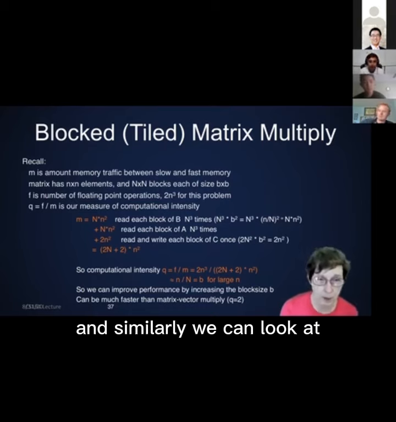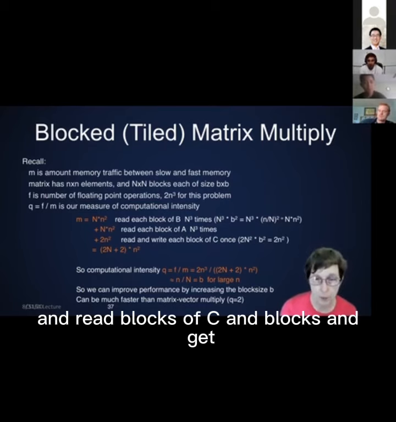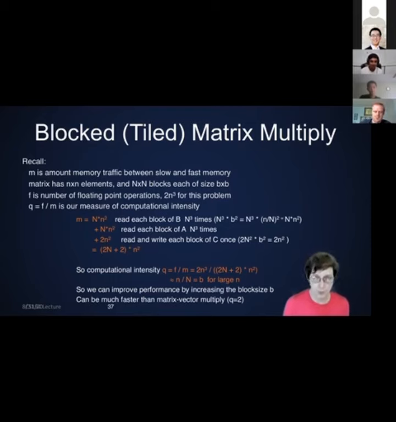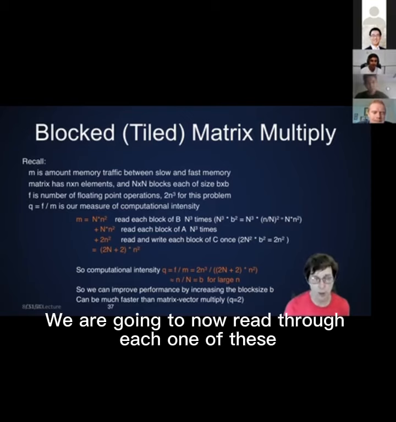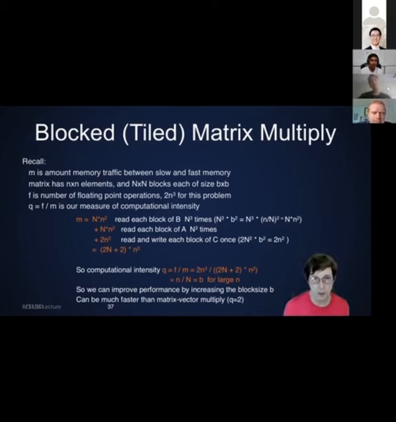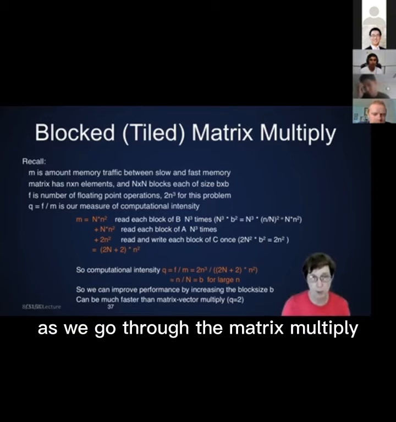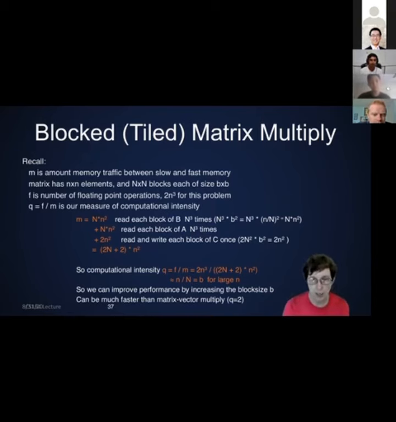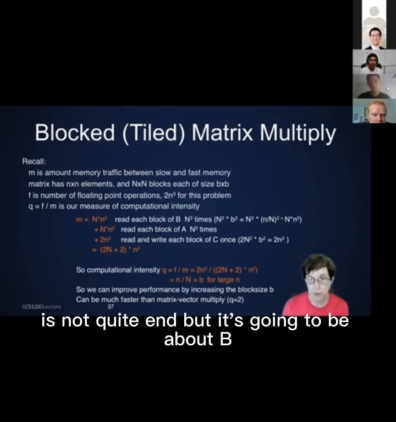Similarly, we can read blocks of A and blocks of C and get a somewhat better formula, at least for A. And C is kind of the same, we're just reading each element once. So we are going to read through each one of these elements of A in blocks, and we're going to repeat some of those as we go through the matrix multiply. But now my computational intensity here is not quite n, it's going to be about b.